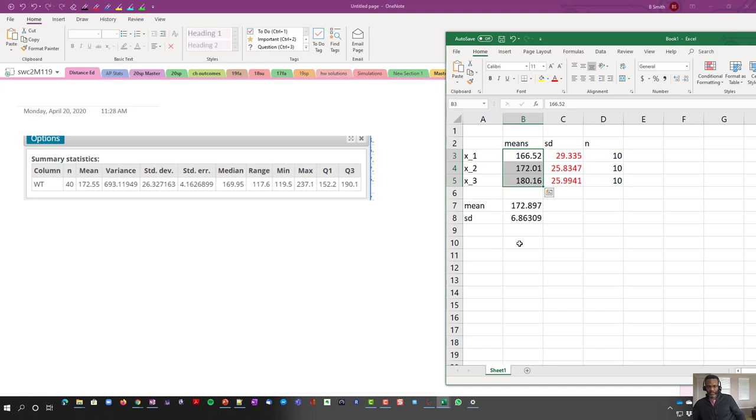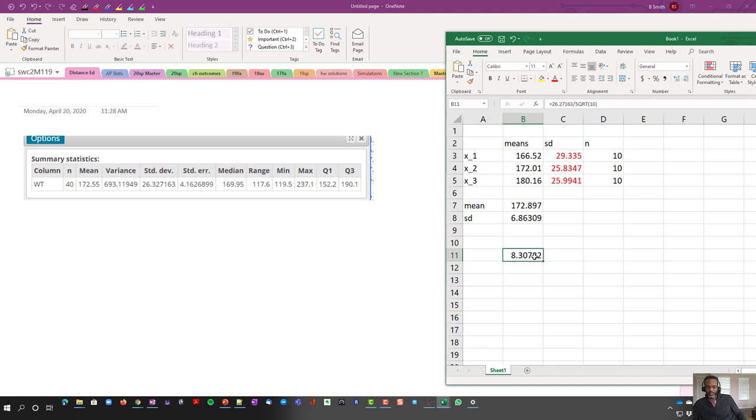It says that when we get the sample means, that standard deviation is going to be the same as the population's. What do we say it was? 26.327163, but it's going to be smaller, because it's going to be divided by the sample size. What was our sample size? Well, we know that our samples were of size 10. So there's going to be less variation.